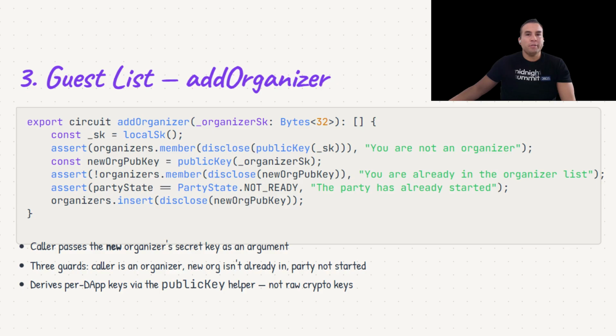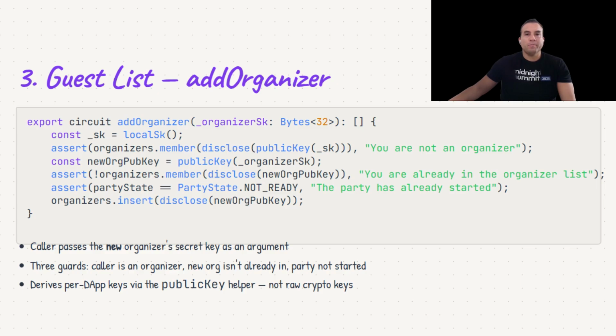Inside the circuit, 3 checks. Think of them as the bouncer checking 3 things at the door. 1. The caller must already be an organizer. 2. The new person must not already be in the list. 3. The party must not have started yet. Only if all 3 pass do we insert the new organizer.